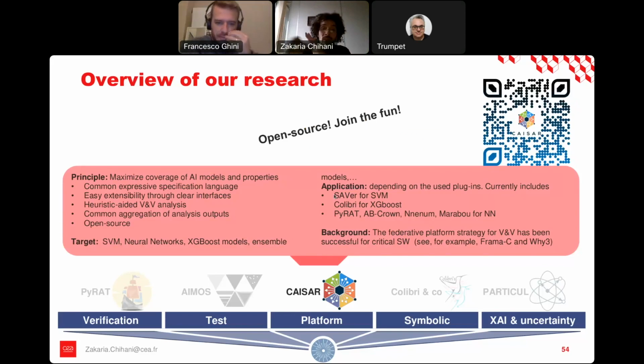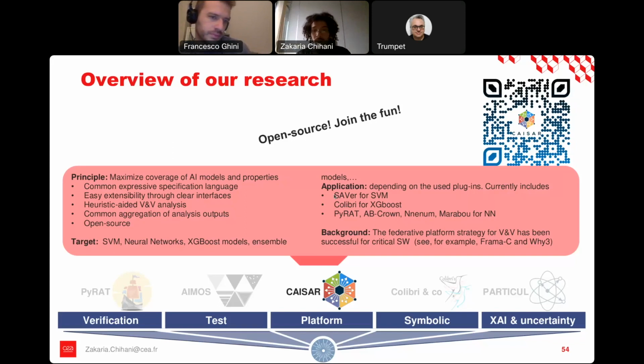We can handle SVMs, so support vector machines. We can handle XGBoost models, and we can handle neural networks. But it's not limited to neural networks. Kaiser is built to be applicable not only to many models, but also to ensembles of models. So for example, if we had an industrial partner who had an ensemble model where they gave the input to a neural network and then the output of the neural network to an SVM, Kaiser would be able to give the properties that deal with the neural network to neural network specialized tools, and the parts that deal with the SVM to SVM specialized tools, and then merge the two.